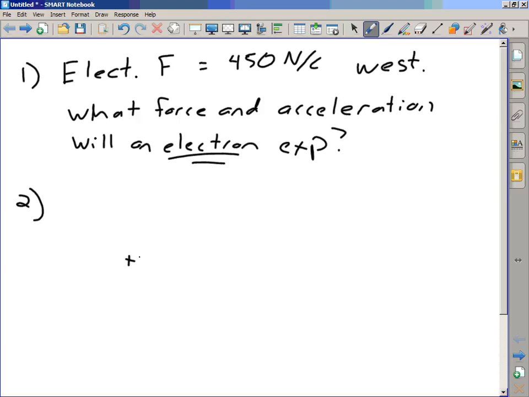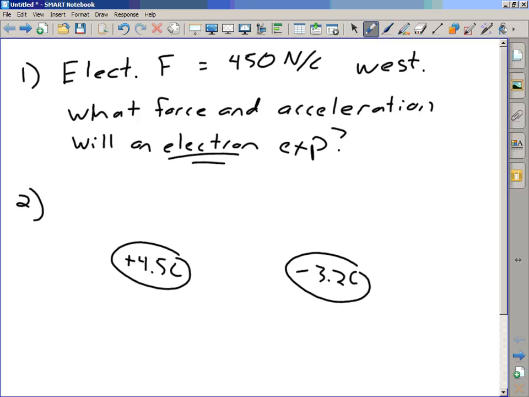I've got a positive 4.5 coulomb charge and a negative 3.2 coulomb charge. I want you to find for me up here, x. Let's set these up in an equilateral triangle with sides of 2.5 meters. Find the sum of the electric fields at that point, x.